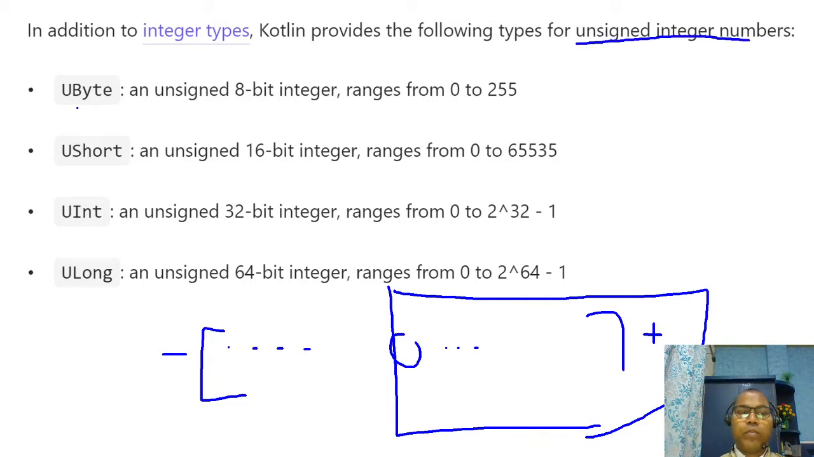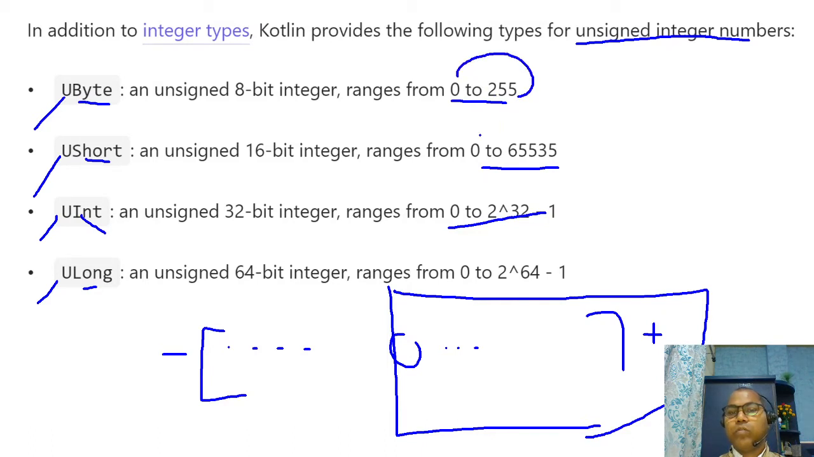So similarly, we have byte, which is a signed integer, meaning from minus 128 to 127. Similarly short, similarly int, similarly long. So you have an option to express unsigned types. Unsigned numbers support only positive numbers, for example 0 to 255, 0 to 65535.